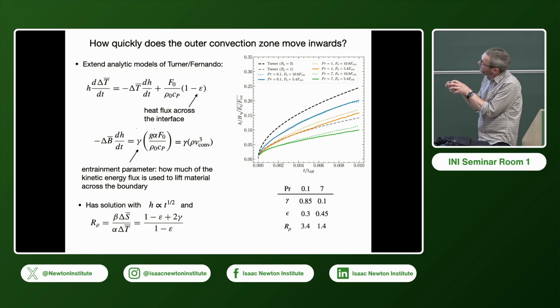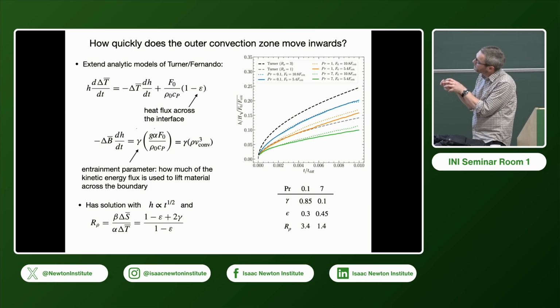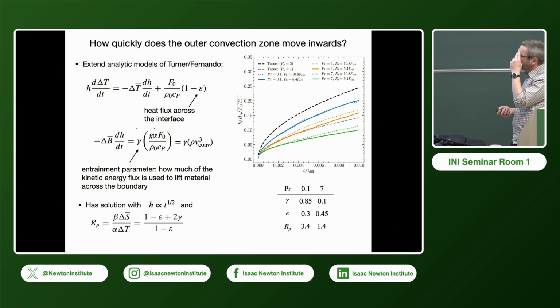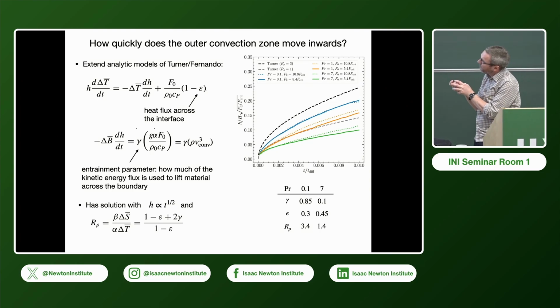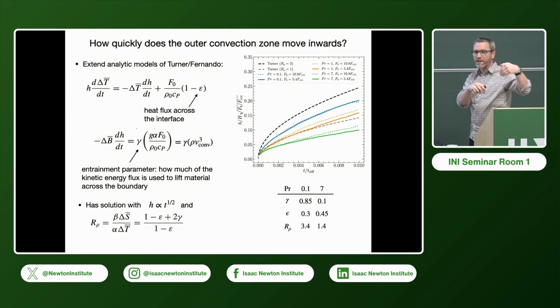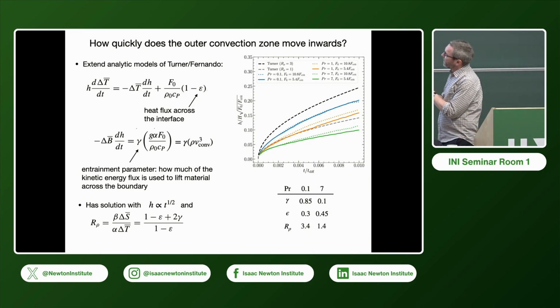So as well as energy conservation, you have an entrainment equation where you say that the rate at which the convection zone is expanding is set by the fraction of the kinetic energy that you're using to entrain material. So you just calculate the kinetic energy density at the base of the convection zone and take some fraction of that and use that to lift material across the boundary, to do the work, to mix the composition. And these parameters, epsilon and gamma, this entrainment parameter and this heat flux parameter, we can measure separately in the simulation. And it turns out these equations also have a square root of time solution.